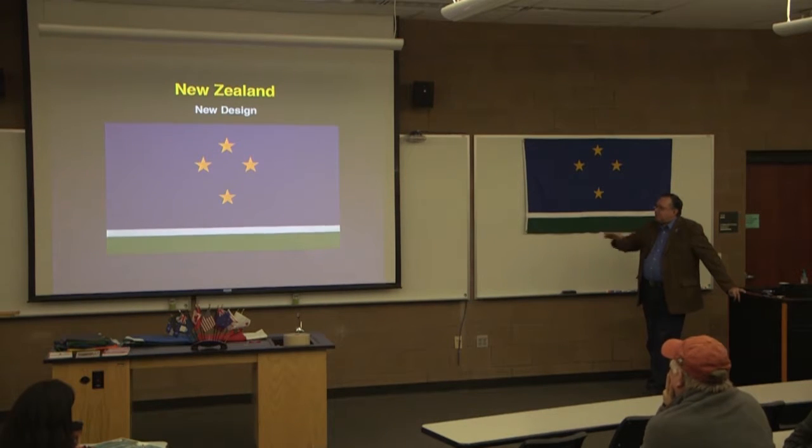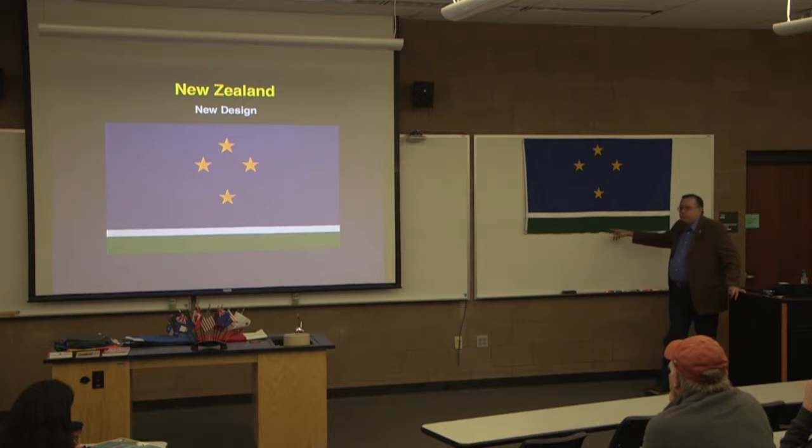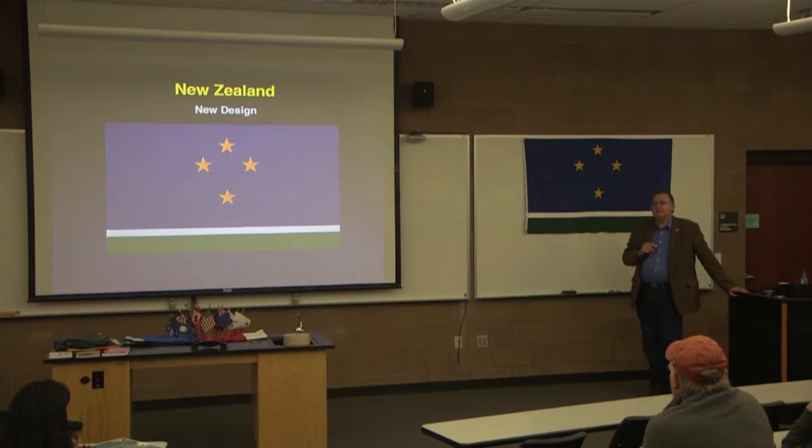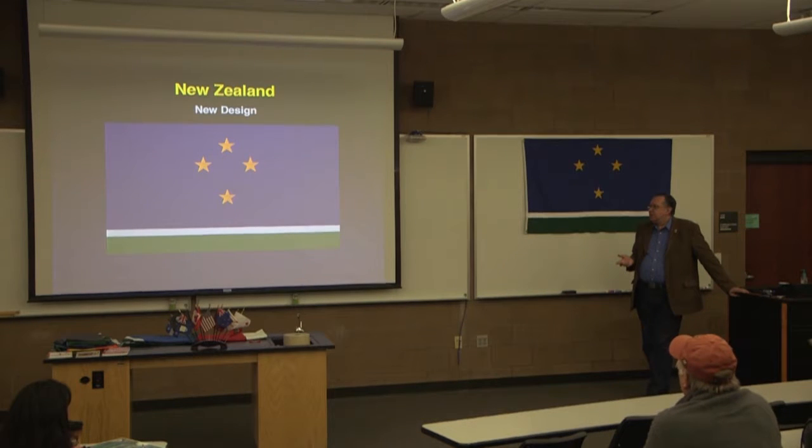Now, the green stripe on the bottom represents the land of New Zealand. New Zealand is a very green country. When you compare New Zealand to Australia, Australia has a lot of dry desert areas. New Zealand's very lush, lots of ferns, trees like that. So I kept the green for the land.